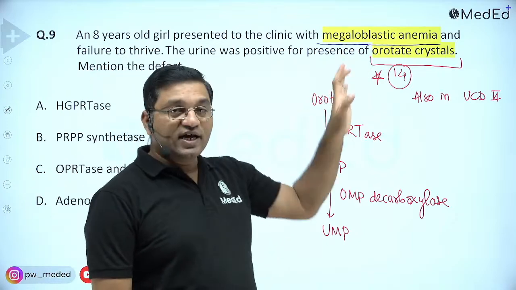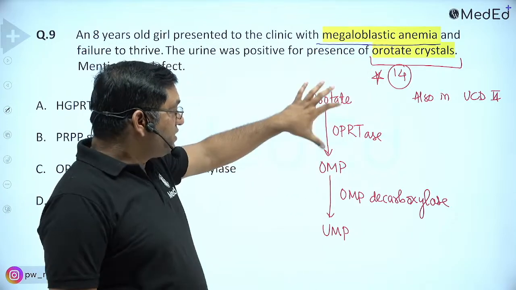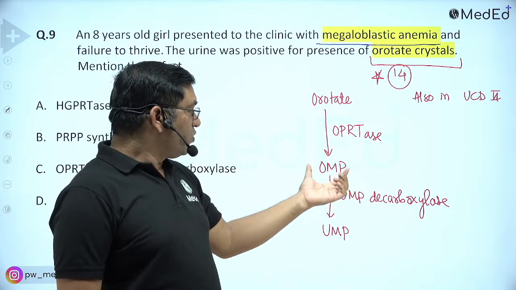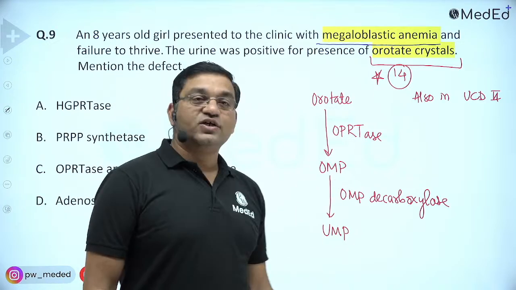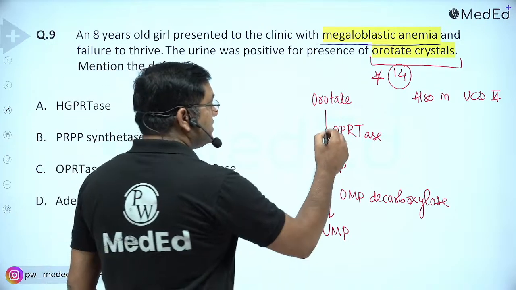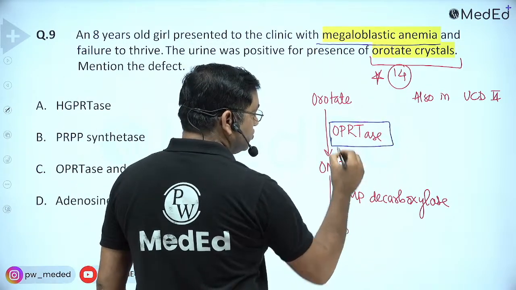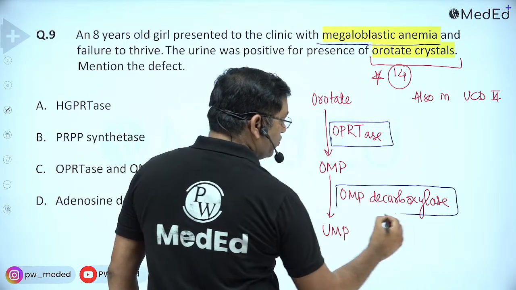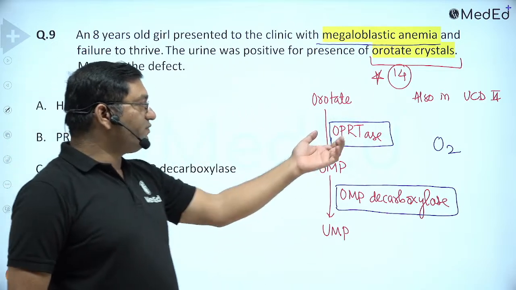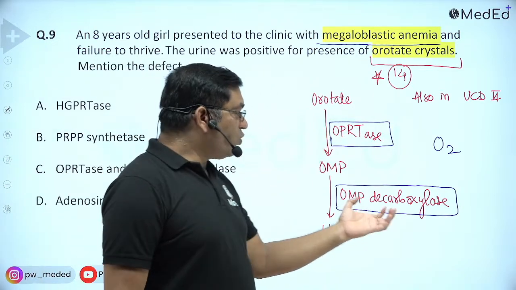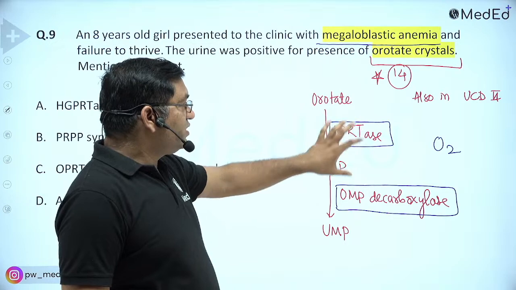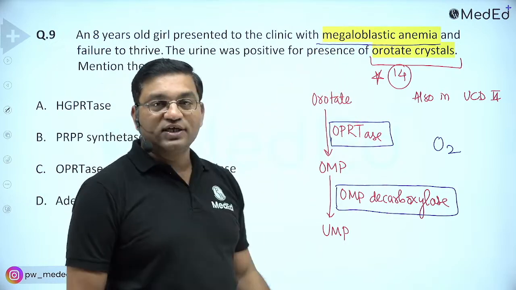It is related with pyrimidine nucleotide synthesis. These are the intermediate steps in which orotate is converted into OMP, that is orotidine monophosphate, and OMP is converted into UMP, that is uridine monophosphate. So these are the deficient enzymes which cause orotic aciduria, that is OPRTase and OMP decarboxylase. OPRTase, orotate phosphoribosyl transferase, and OMP decarboxylase. These enzymes are deficient in orotic aciduria.